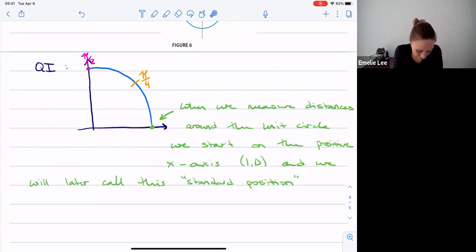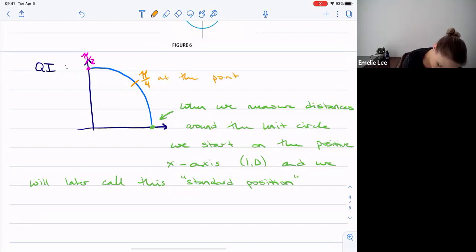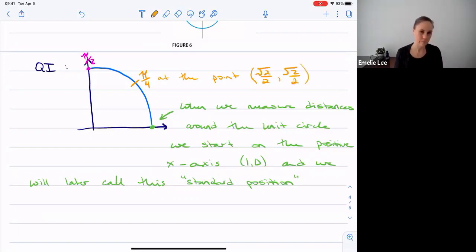Okay. Pi over 4 happens to be at a point, and this is going to be weird. We can confirm that it's on the unit circle, but pi over 4 is at the point, and this is where the memorization comes in. Root 2 over 2, root 2 over 2. Sometimes we might say 1 over root 2 instead of root 2 over 2, but all I've done is rationalize the denominator, right? So this point is going to be important.